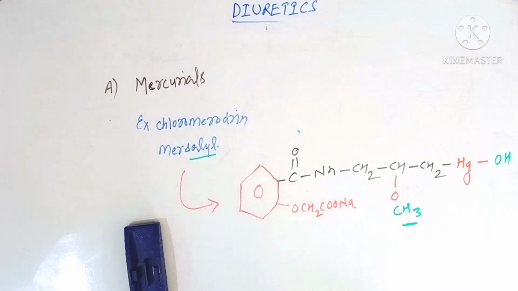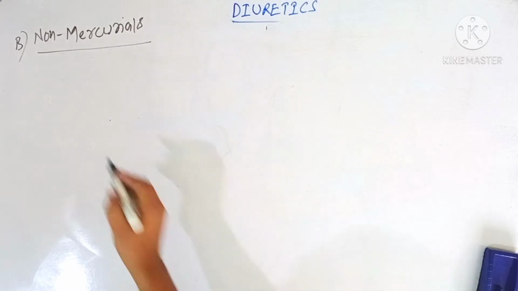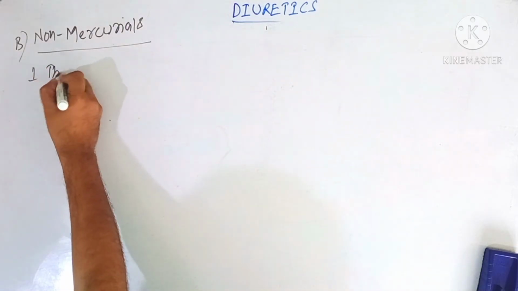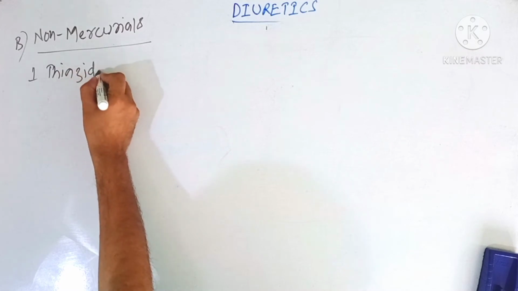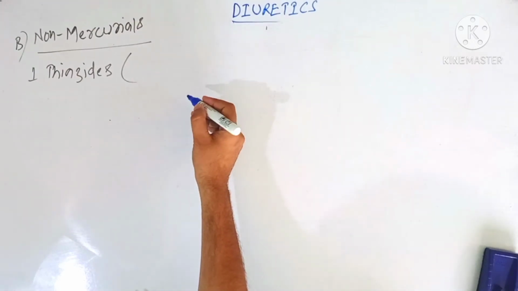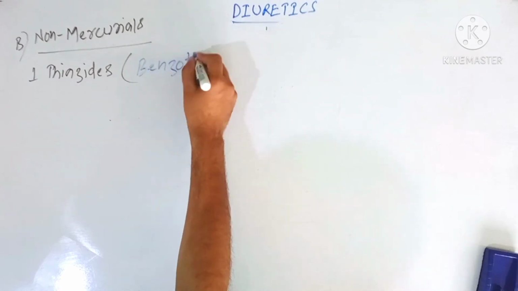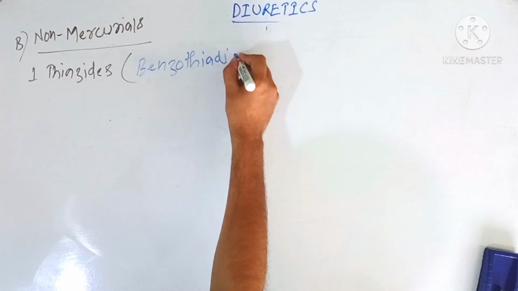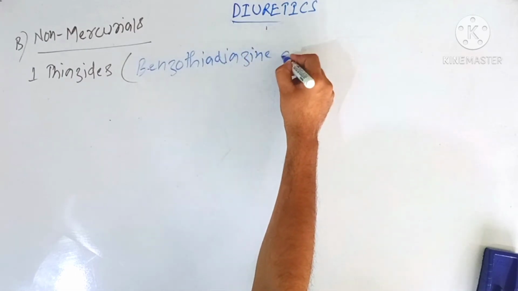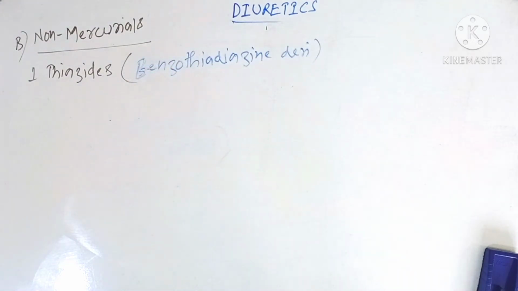Now let's move on to the non-mercurials. The first class in non-mercurials is thiazides. Thiazides are chemically also known by the name benzothiadiazine derivative.